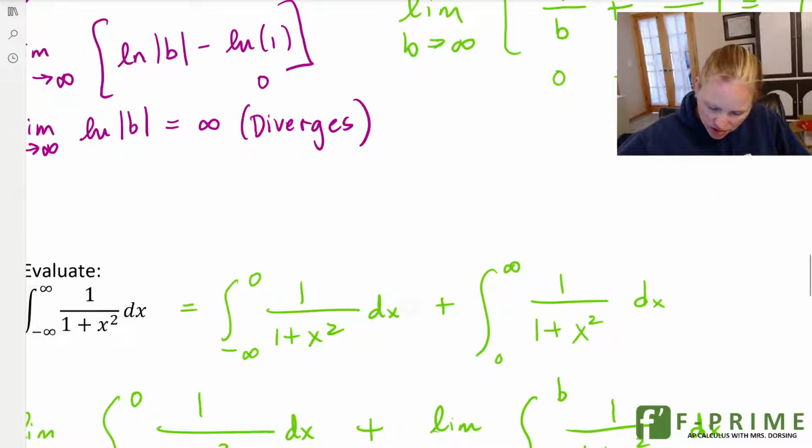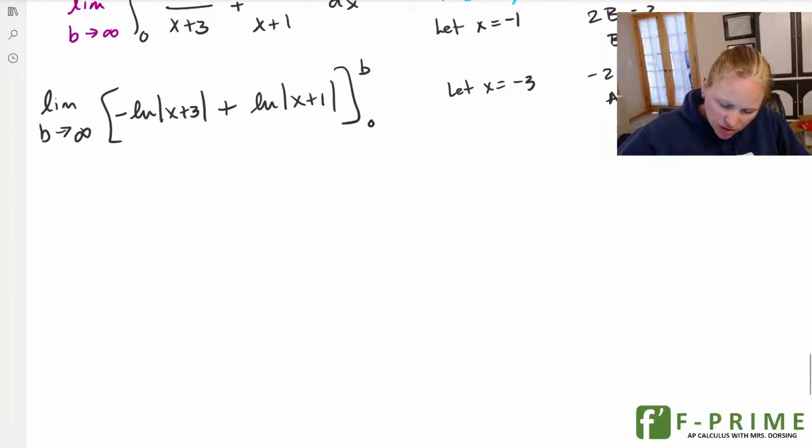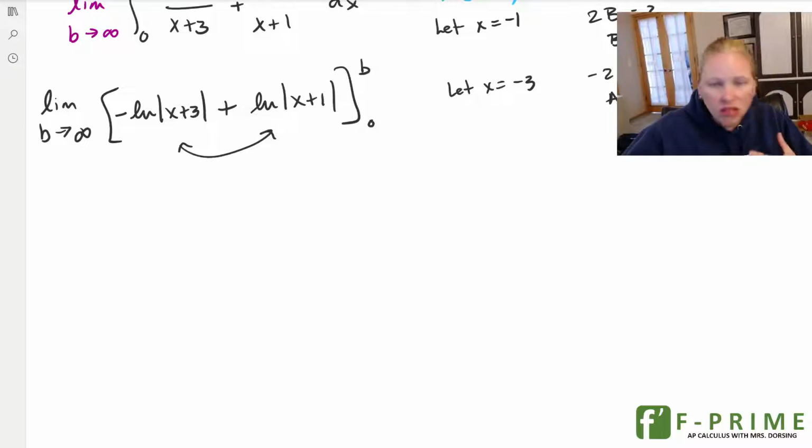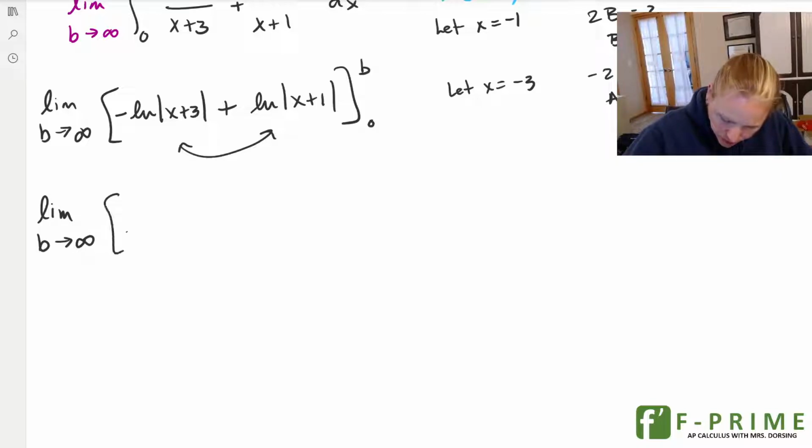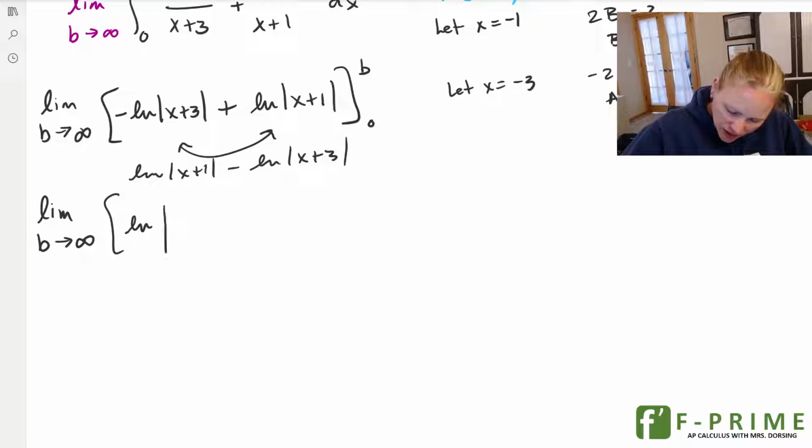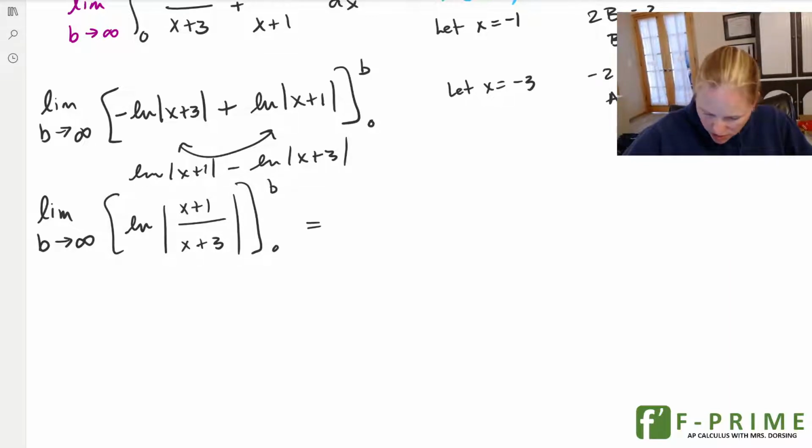So I'm going to come back down here and I'm going to actually switch these two terms, because when I have natural logs that are subtracted, I can rewrite them as a single natural log. So I'm going to rewrite it as ln x plus 1 minus ln x plus 3. That gives me this, x plus 1 over x plus 3, from 0 to b. All right, so now I'm ready to plug some things in.